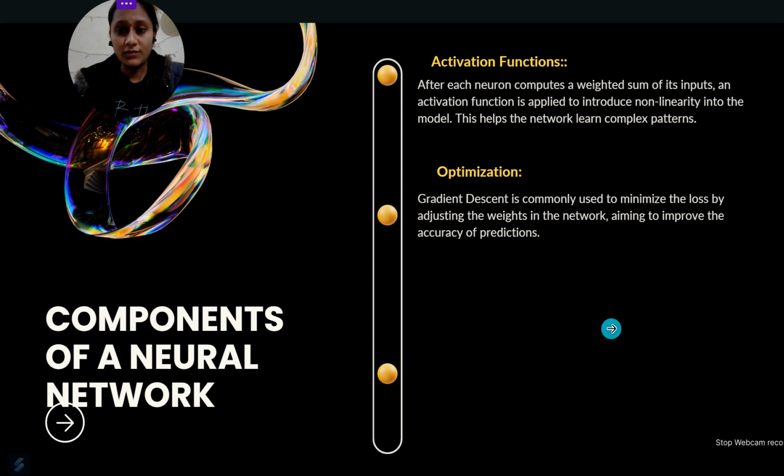Next is the activation function. After each neuron computes a weighted sum of its input, an activation function is applied to introduce non-linearity into the model. This helps the network learn complex patterns. Next, the optimization. Gradient descent is most commonly used to minimize the loss by adjusting the weights in the network, aiming to improve the accuracy of predictions.